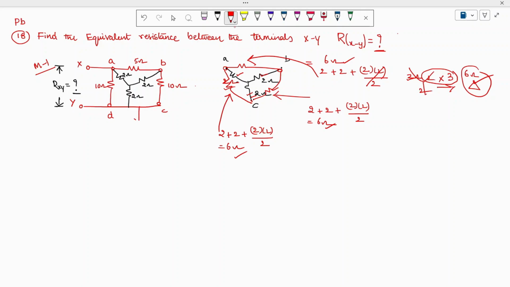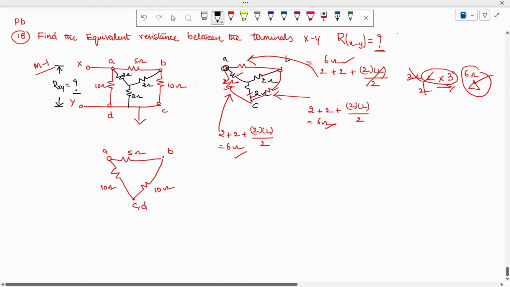Very simple. Now I'm going to redraw it. I'm going to have the A node and the B node. Already between A and B I'm having 5 ohm, and I'm going to have the C node as well as the D node, and here I'm already having 10 ohm and one more 10 ohm. So this converted delta I'm drawing in another color to make things clear.